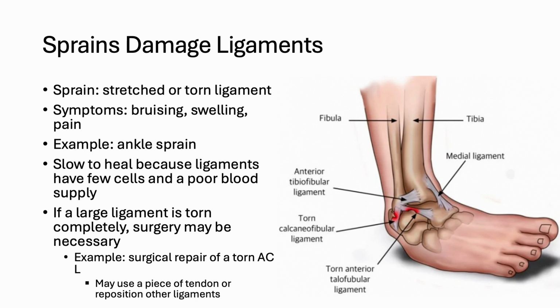In mild cases, rest and supportive care may be sufficient, but severe sprains involving complete ligament tears may require surgical repair. A torn ACL in the knee is a classic example, often repaired using a tendon graft to restore stability. Rehabilitation is essential to regain strength and prevent recurrent injury. Sprains can range in severity from mild overstretching to complete rupture, and athletes are especially prone to these injuries due to the high mechanical demand placed on their joints.